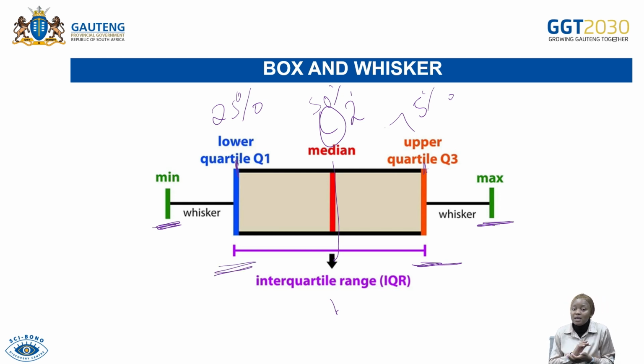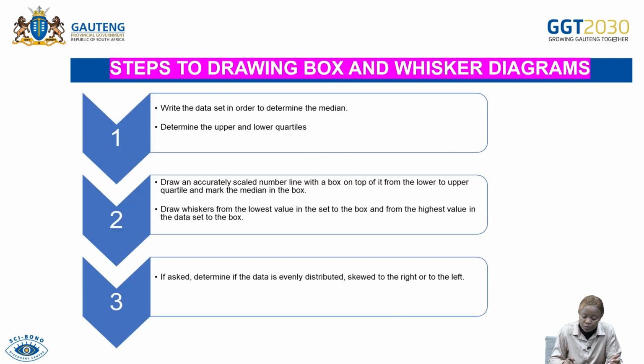And then semi-interquartile range, you take your interquartile range and you divide it by 2. But you won't be needed to find that one. Okay, so the steps to drawing box and whisker diagram.